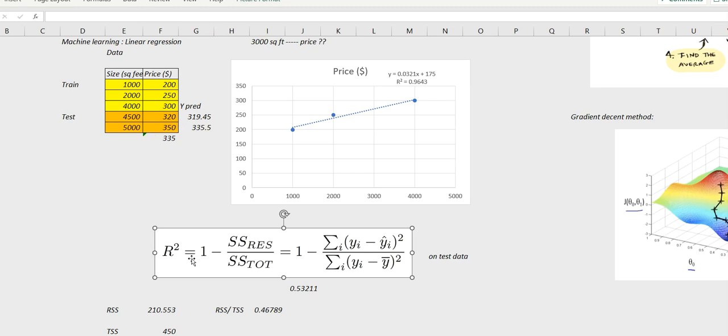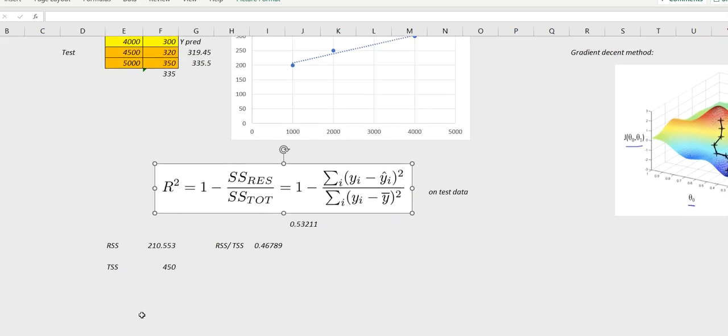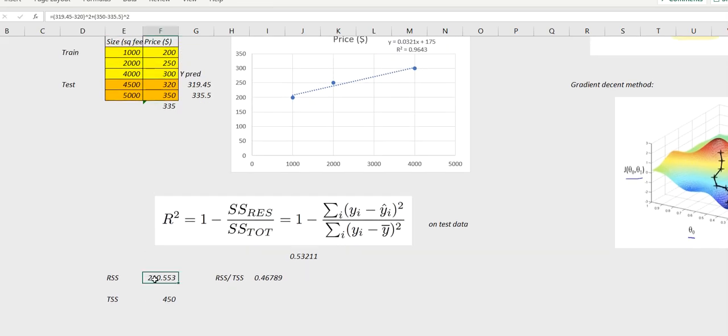How to calculate the R square? This is the formula: 1 minus residual sum square divided by total sum square. Now I'm trying to calculate here. The gap is 319.45 prediction minus actual, square, plus prediction minus actual, square, for the second data. So that I did here, and I'm getting the residual sum square.